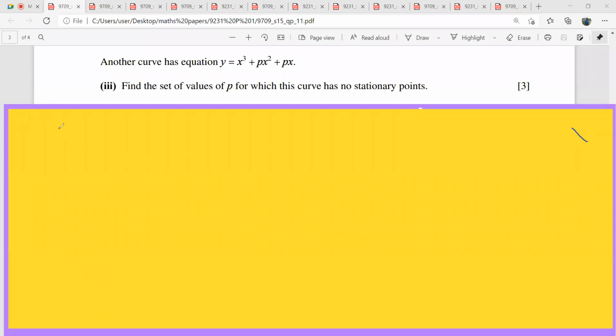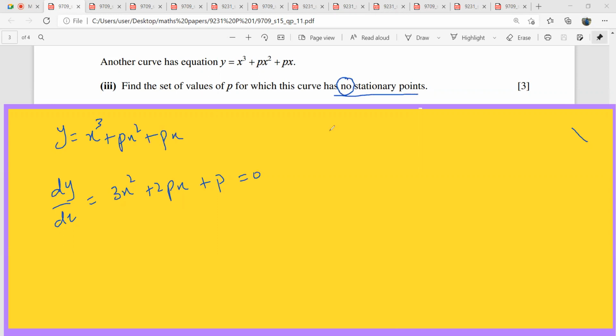So we have y equal to x cube plus px squared plus px. We find dy by dx and we get 3x squared plus 2px plus p. When you put that equal to 0, this equation should have real solutions if it has to have a stationary point. But it says it has no stationary point. So should I say that the discriminant of this equation should be negative? Because it is a quadratic equation.